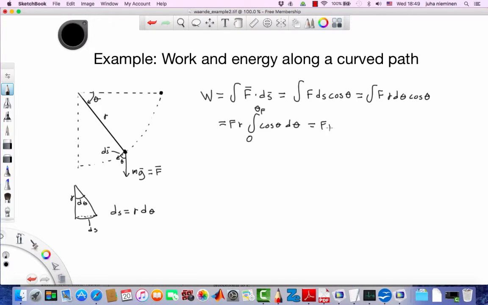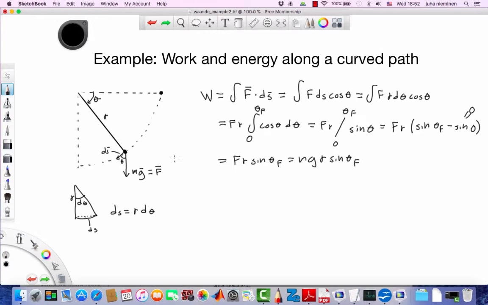If we carry out this integration, we get from 0 to theta f of sine theta. And this is F times r times sine of theta final minus sine of 0, which is 0. So we get F r sine of theta f. And F is just mg, times r, times sine theta f.